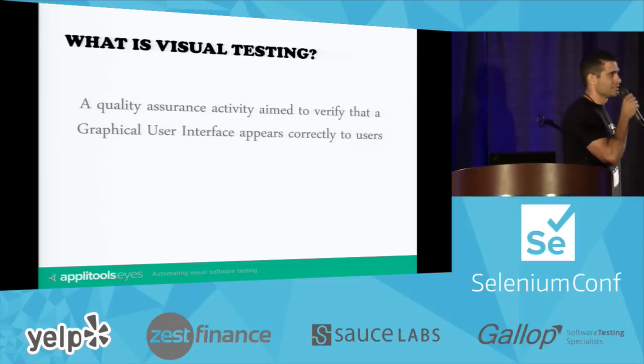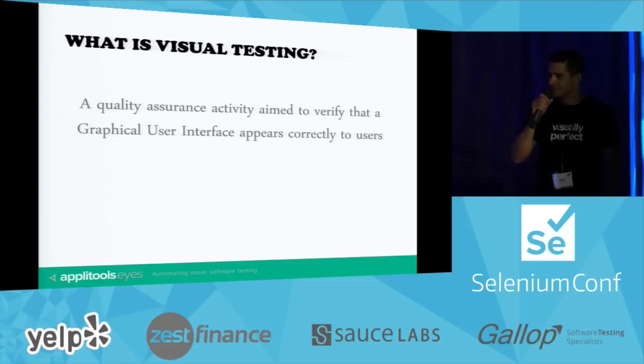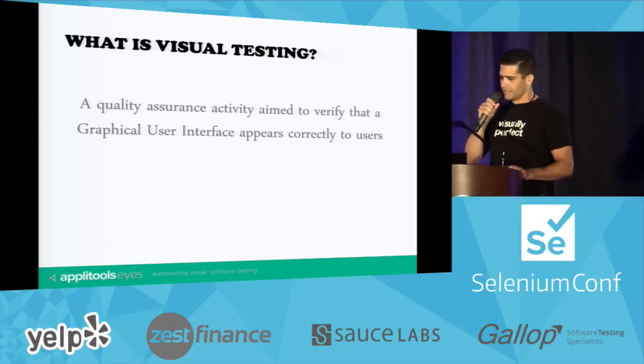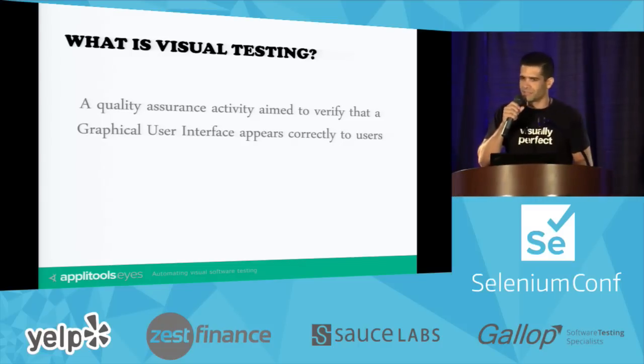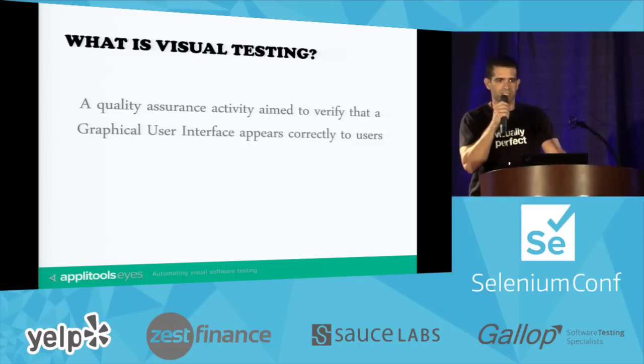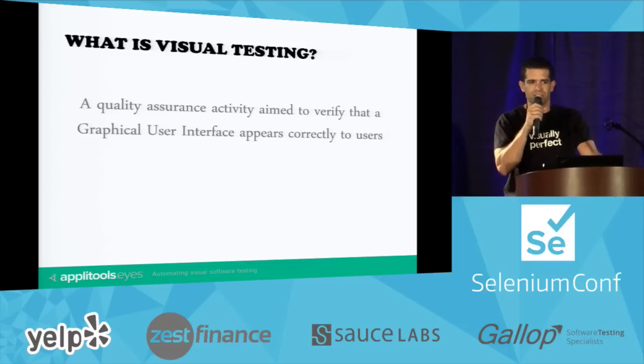Okay, so what's visual testing? It's a quality assurance activity aimed to verify that the graphical user interface appears correctly to users. Now, this goes beyond the traditional functional testing that you used to do with tools like Selenium, where you actually test the functionality of the application through the UI. What we're focusing on here is making sure that the UI itself appears correctly to the end user.